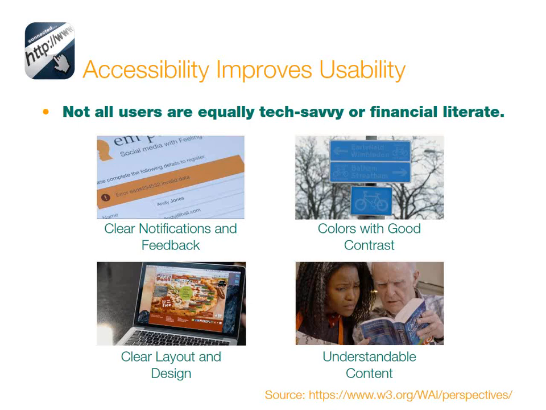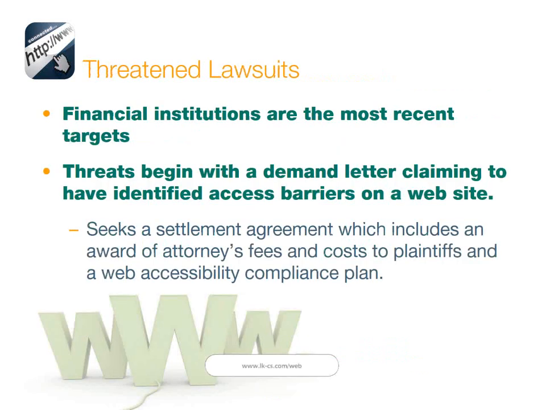We want to make sure that we have colors with good contrast. Obviously we want a clear layout and design, and content that's understandable. These are all part of the accessibility guidelines that we're going to be talking about in further detail. So not everything is for the severely disabled. A lot of things really do make our websites better for everybody that uses them.